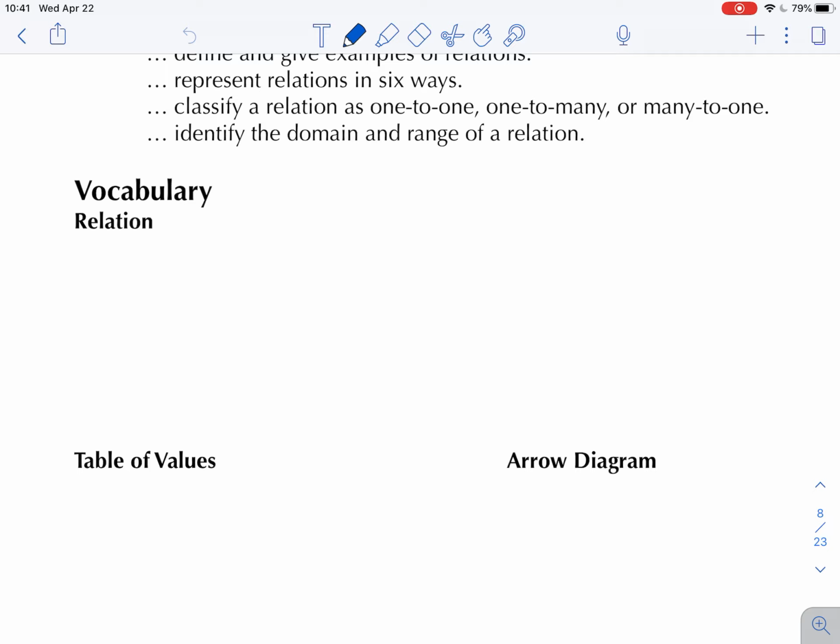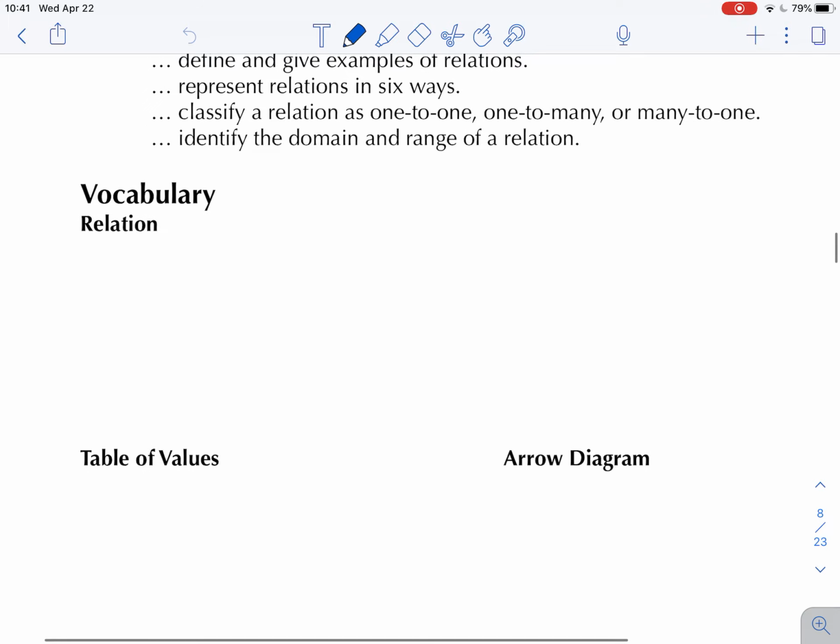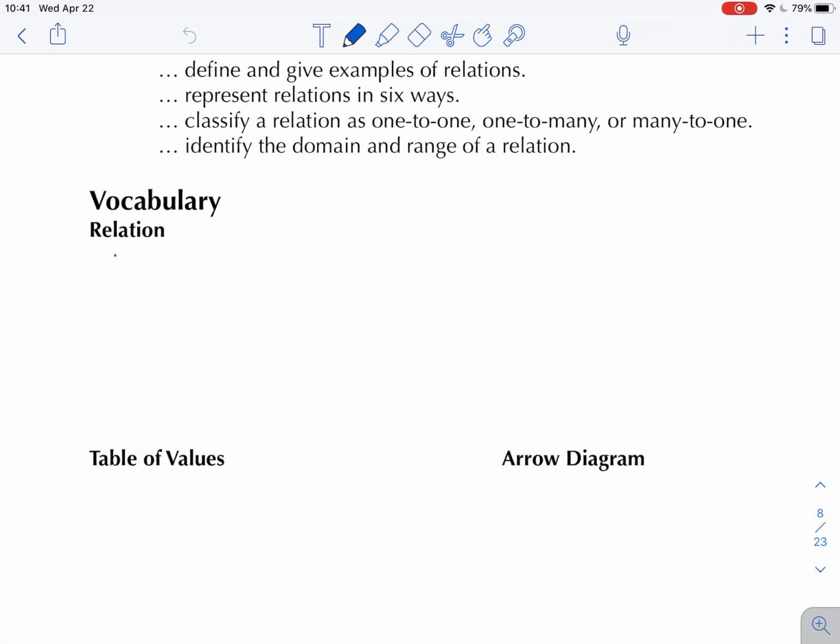So first, we're going to need to define a relation, and then we're going to look at 2 examples. We're going to represent those 2 examples in 6 different ways. So what is a relation? A relation is just the way that 2 sets of things are connected together.